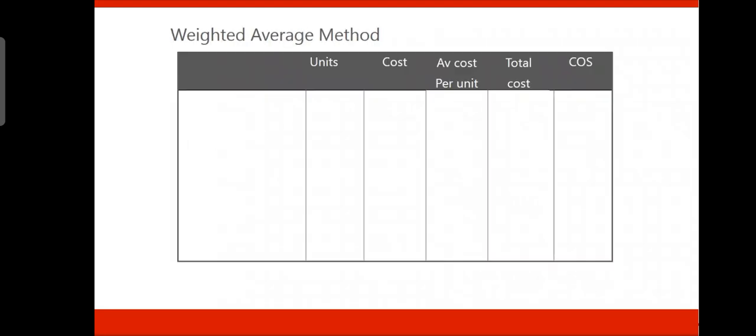Okay, let's see the weighted average method. This method is a little bit tedious. It is not very difficult. It is simple, but it involves a lot of calculations. And usually it is only possible if you've got a very good inventory software. You cannot do it manually.